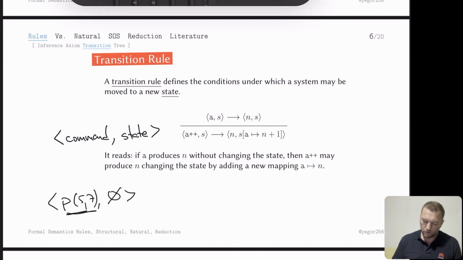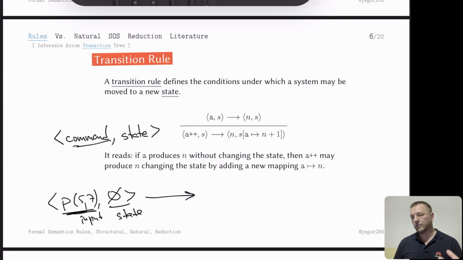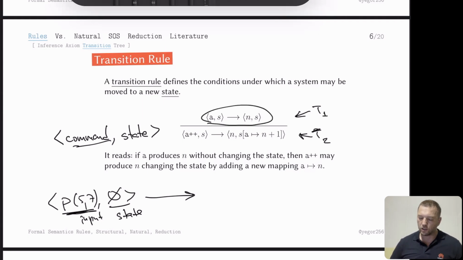This is my input, and this is my state, input or command, something which I'm getting in. And then I define the transition. So here stays the transition, and here stays the transition. And the inference rule says, if the transition on the top is possible, then the transition on the bottom should happen. The transition is the move of the system from one situation to another situation.